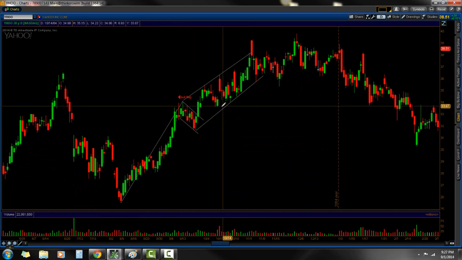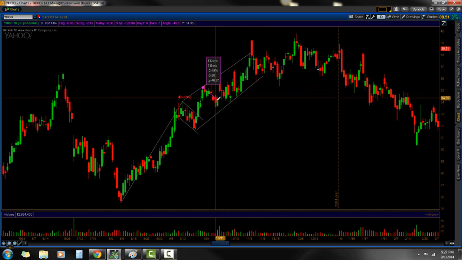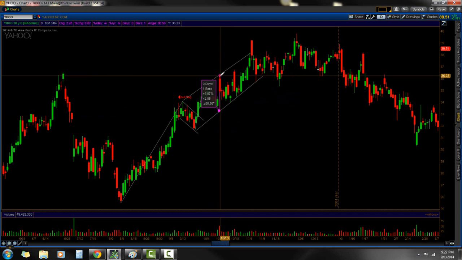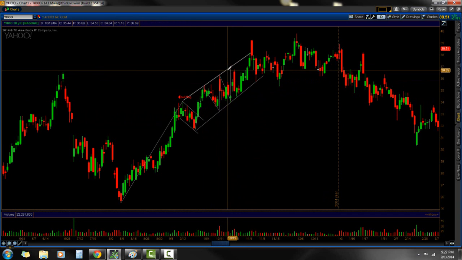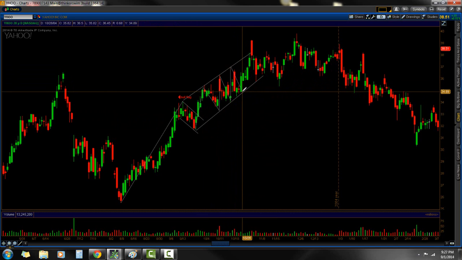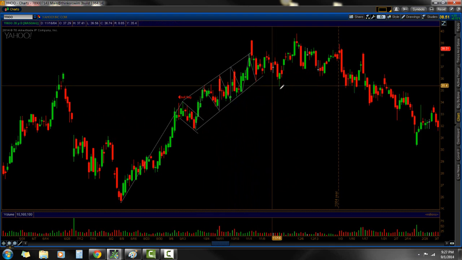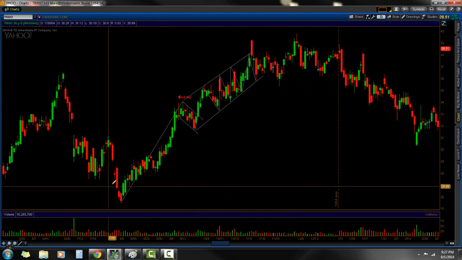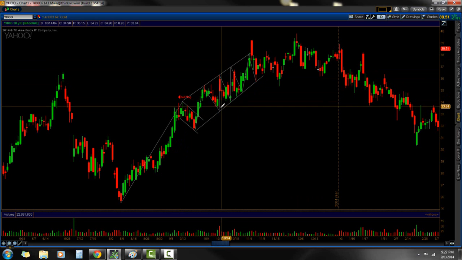Turns out this is actually a rising channel. It's a pretty good rising channel though. Right? Look at that. Fluctuations. Not bad. Not bad. Not bad at all. So, what looks like a pole is actually a rising channel.